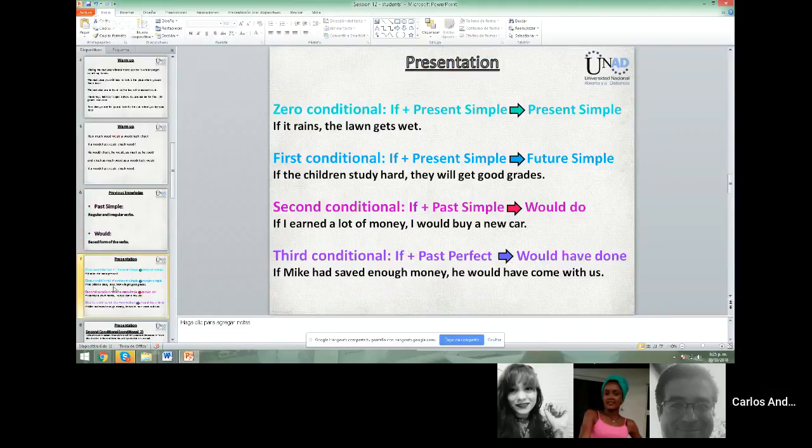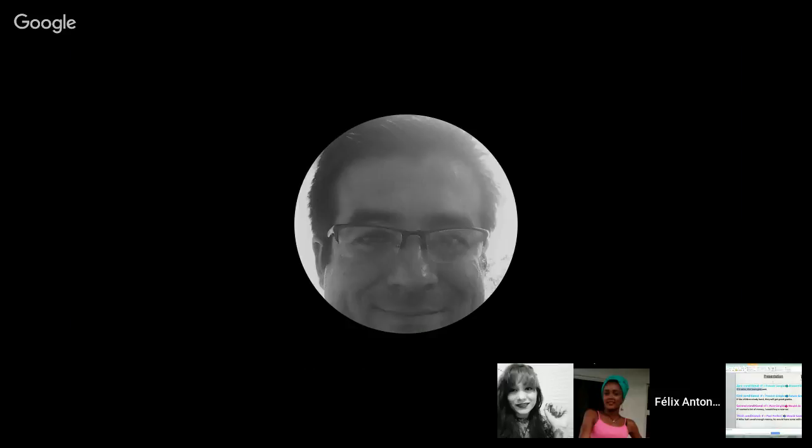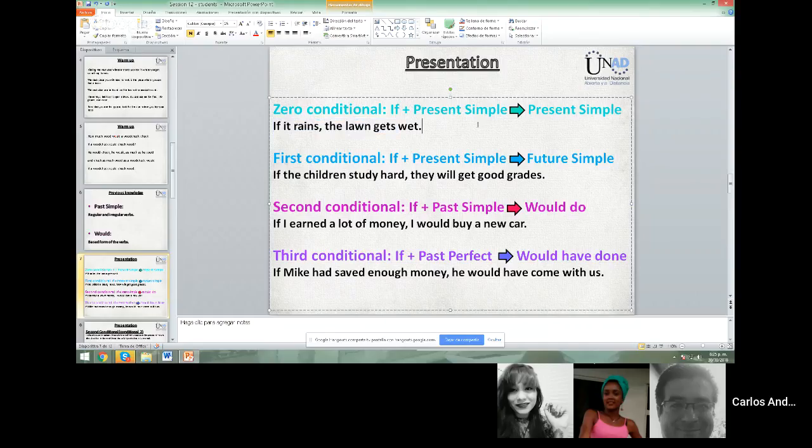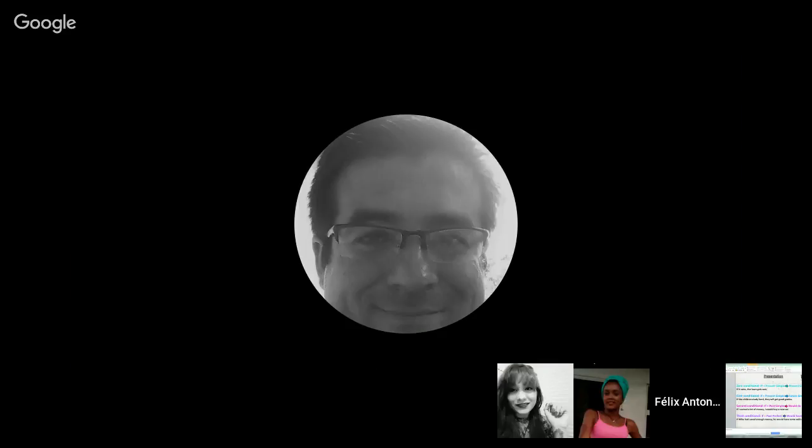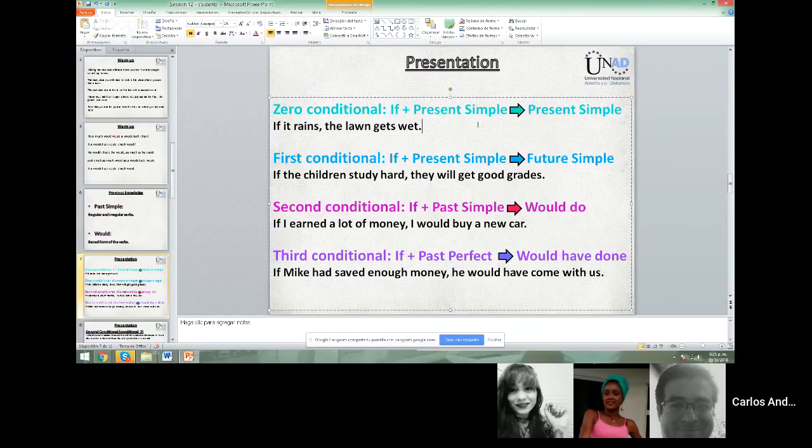So let's start. This is something that we already learned. We already learned about conditional zero, about first conditional, and today we are going to learn about second conditional. Maybe if we have the time, we will learn a little bit about the third conditional. But for example, Felix, I want you to read this example about zero conditional. If it rains, the lawn gets wet. Very good.